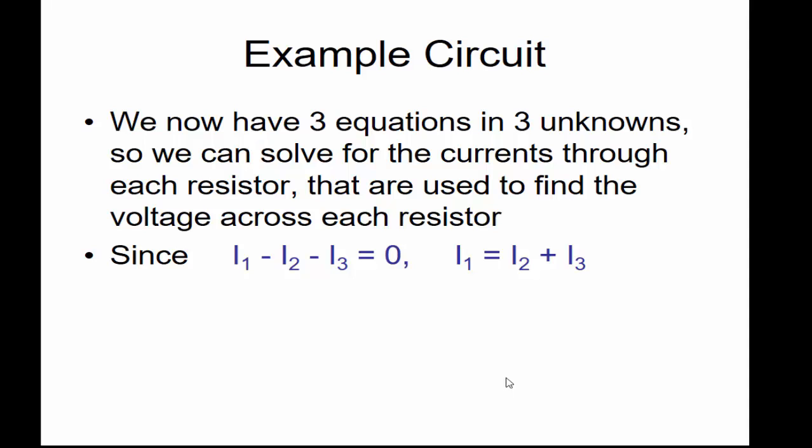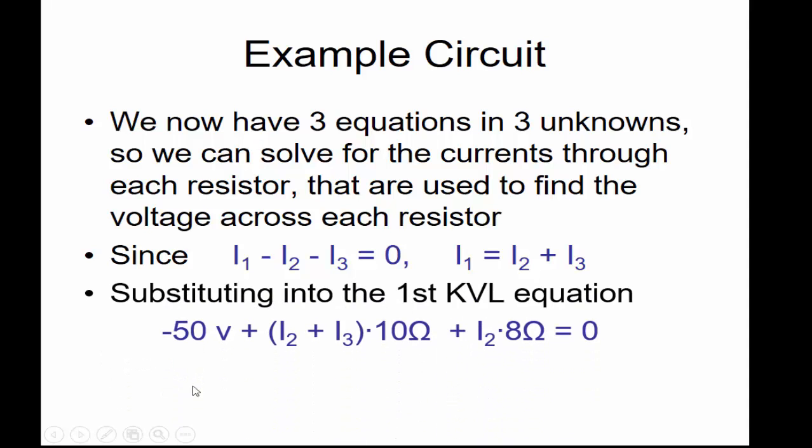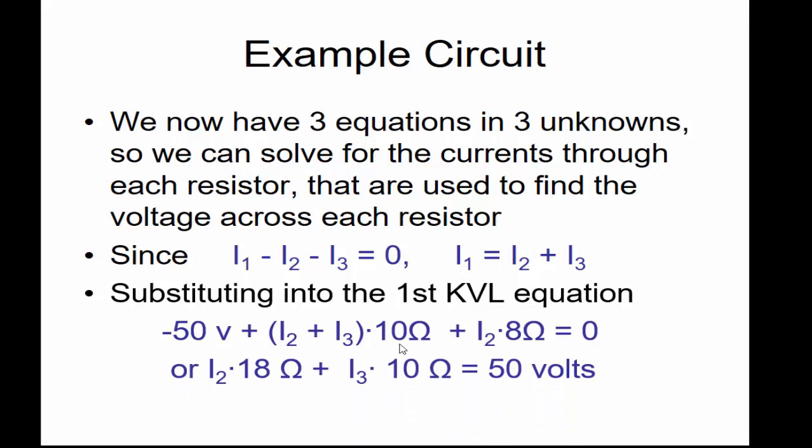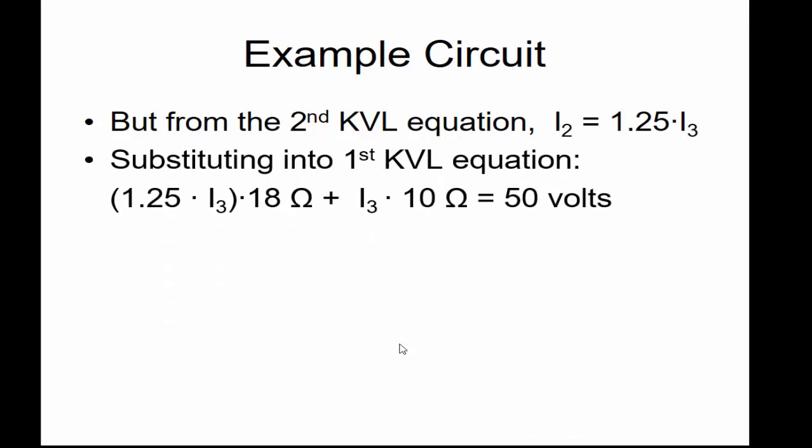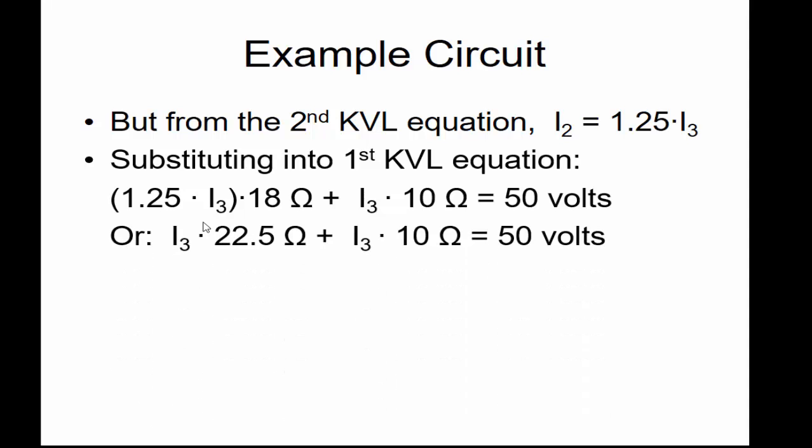Since this one is equal to that and that one is equal to that, then substituting into the first KVL equation, we can substitute I2 plus I3, which gives us I1. And so we can solve the equation in that manner. From the second KVL equation, I2 is equal to that. Substituting that value into the first equation, where I2 is, we substitute with that, and this is what we have. And so you can see I3 is equal to that plus that plus that.